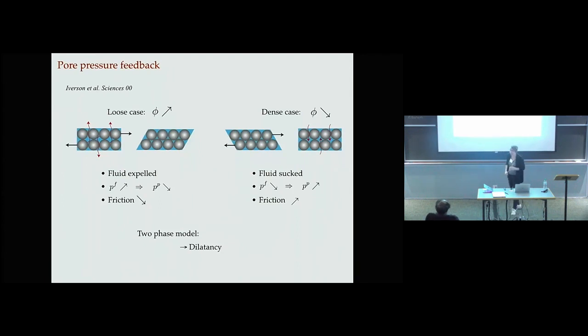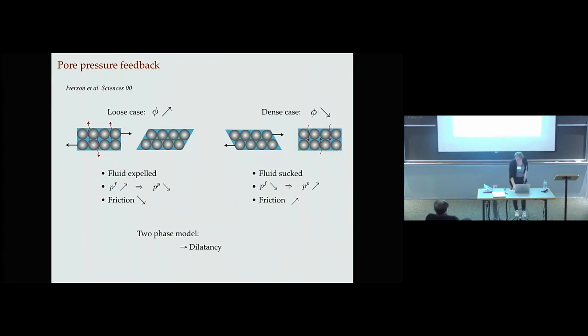Now, if we begin with a dense case, you cannot move if you don't dilate. But to dilate, you need to suck liquid inside the granular media. That means that the pore pressure decreases and the particle pressure increases. That's why it's so slow and there is a delay. So to model this phenomenon, this dilatancy, we need to add dilatancy to the two-phase model.